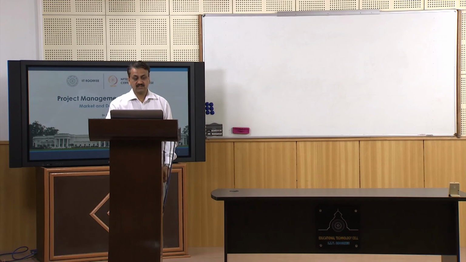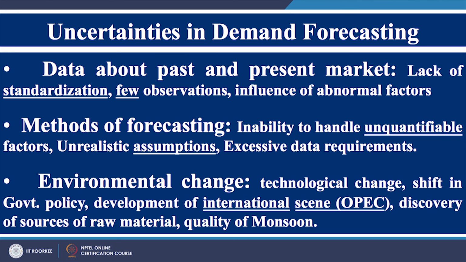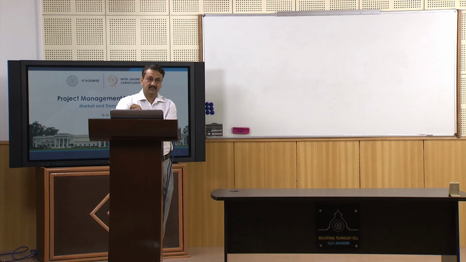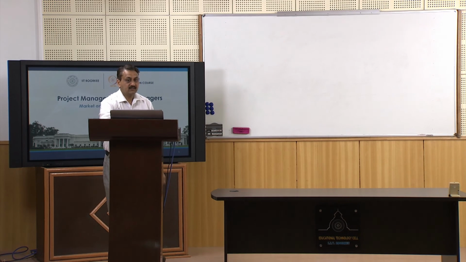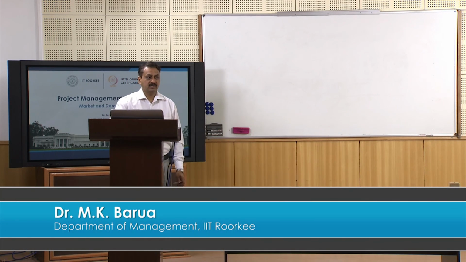And of course, discovery of sources of raw material. If you are coming up with new material, or let us say government policy has affected the supply of raw material, then things will change and so on. Quality of monsoon in India, very important point. If it is going to be a quality rain, then everything would be all right, otherwise you will have to revise your estimates. So, the last point in market and demand analysis is market planning.